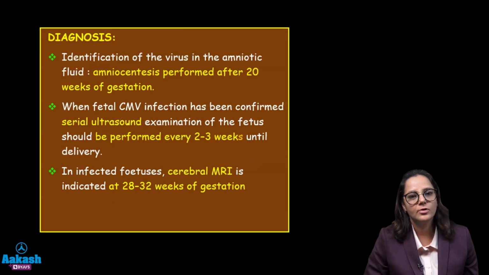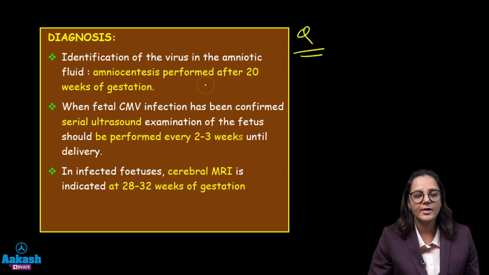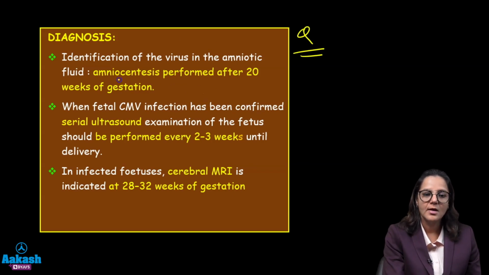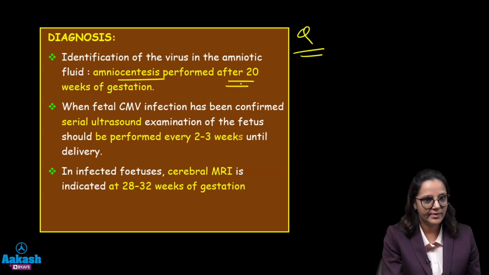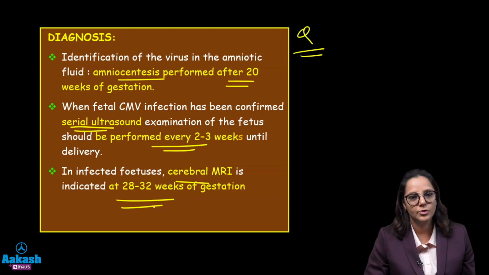So how do you come to the diagnosis of cytomegalovirus infection? This is also a very important exam point. If the mother is a diagnosed case of cytomegalovirus, we need to find out whether the baby is infected or not. How? By amniotic fluid sampling. Amniocentesis is performed only after 20 weeks of gestation. If the amniocentesis confirms that the baby has infection, then we will perform serial ultrasound of the baby every 2 to 3 weeks. Also, we will perform cerebral MRI of the infected baby around 28 to 32 weeks of gestation, because it tends to involve the brain also.